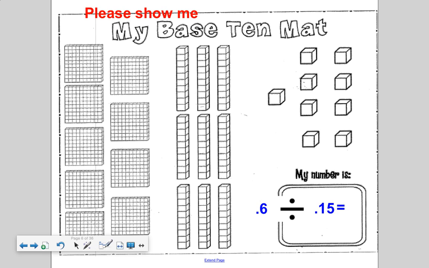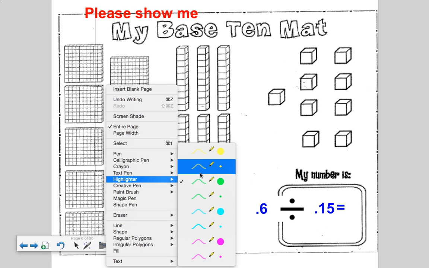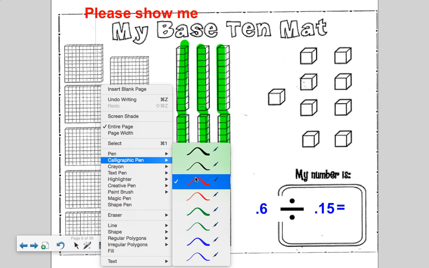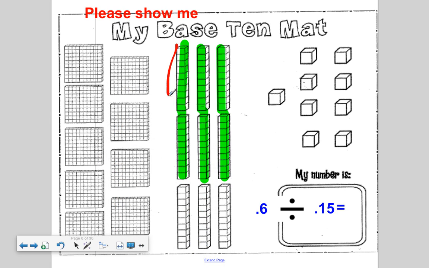Next example, 6/10. So shade in 6/10. 1/10, 2/10, 3/10, 4/10, 5/10, 6/10. How many groups of 15 hundredths fit into 6/10? Here's one group of 15 hundredths. Here's two groups. Here's three groups. Here's four groups. So there are four groups of 15 hundredths in 6/10.